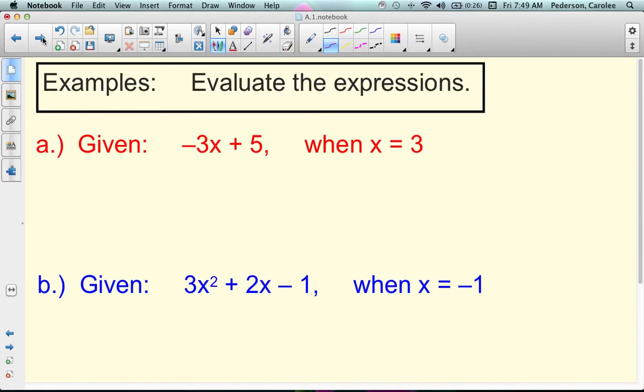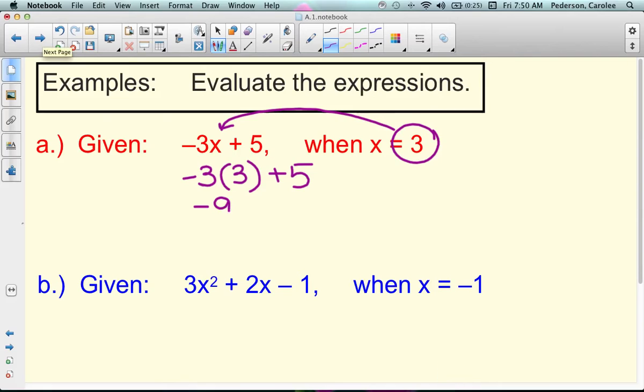Here are some examples of evaluating expressions. The first example is an expression, negative 3x plus 5, when x equals 3. So wherever we see a variable, we substitute the 3 in place of it. So negative 3, replace the x with 3, and then we just simplify it. Negative 3 times 3 is negative 9, plus 5 is negative 4. So that expression evaluated is negative 4.